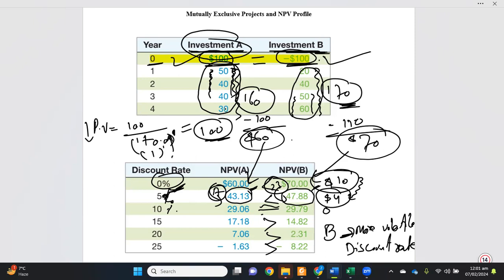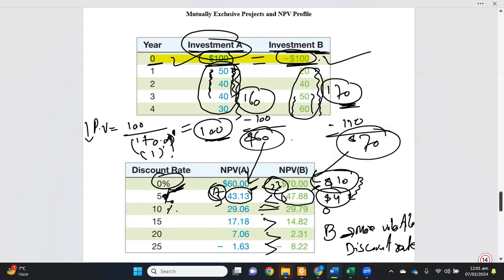So when we are comparing two mutually exclusive projects with different patterns of cash flows, we should be aware and alert that if the major cash flows are in earlier years, this project will be less risky with respect to the change in discount rates. While if the major cash flows of a particular project are coming in later years, then this project will be more risky with respect to discount rates. So this is about the riskiness of the two projects with respect to the change in the discount rates.